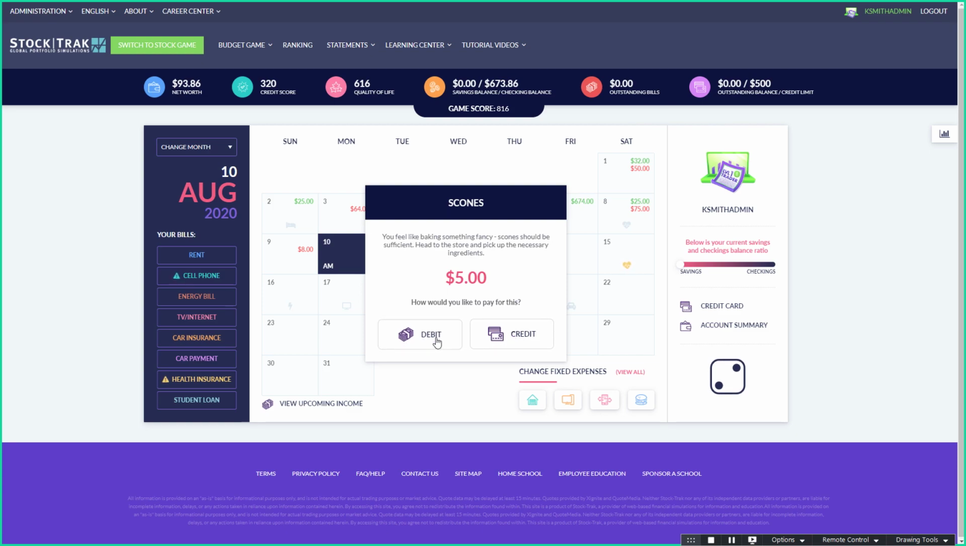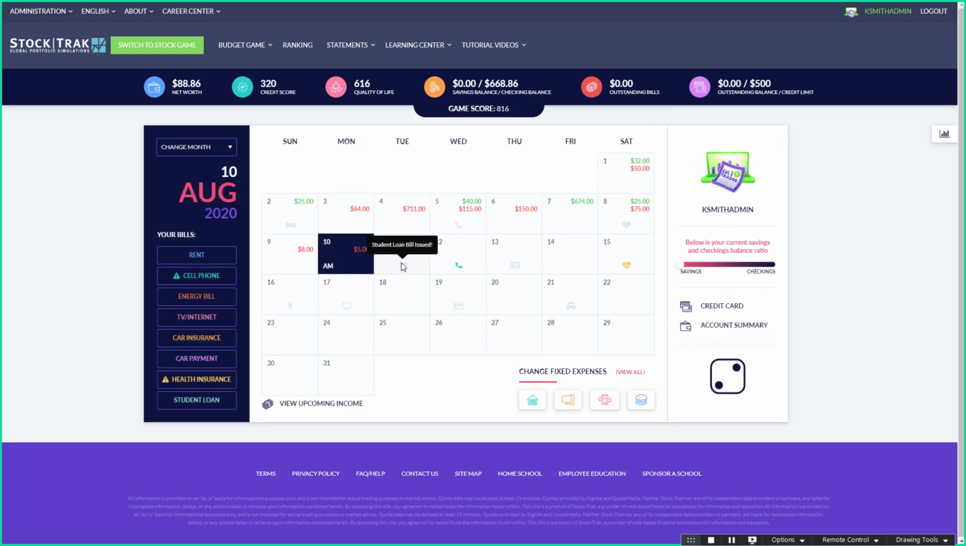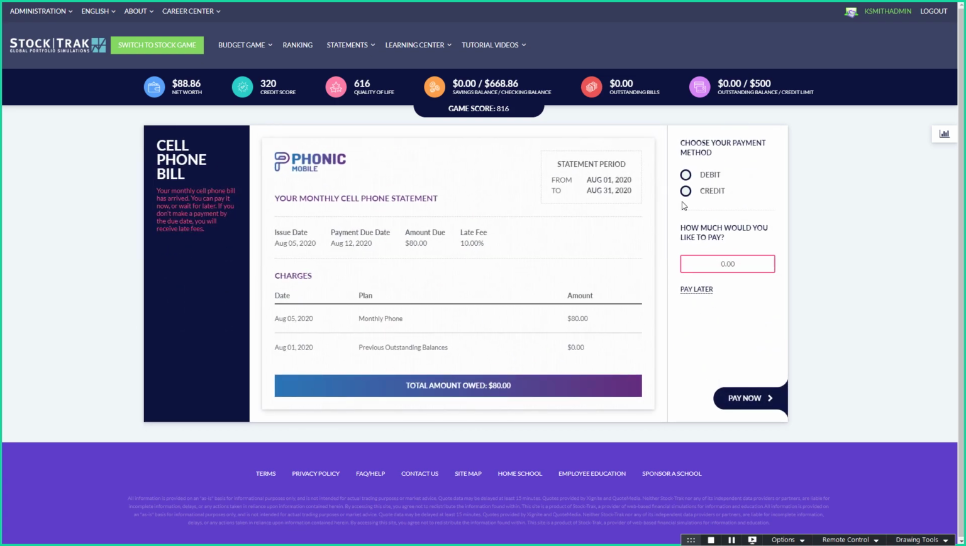In this case, I'm going to use my debit card, and you can see as I go through the game, I need to make sure my bills get paid on time. If I don't, I encounter late fees. Again, with most bills, I can use my debit or credit card. Basically, using my credit card.